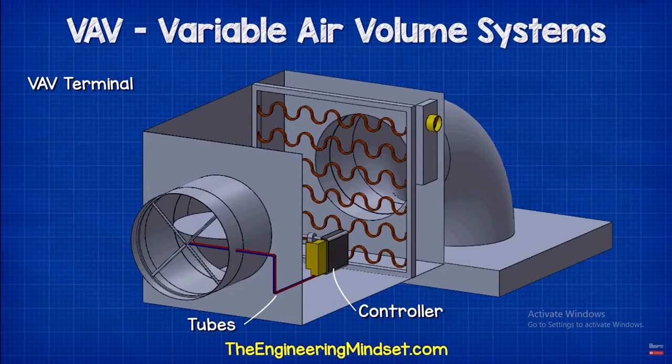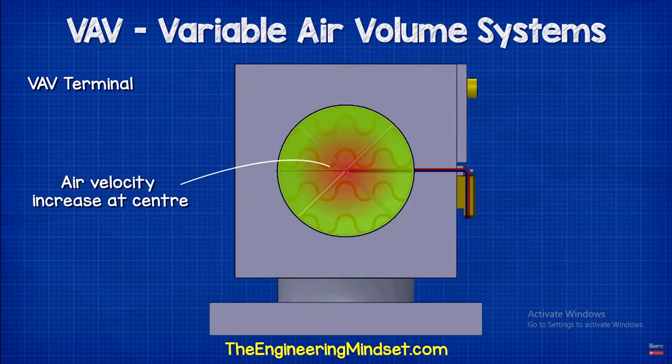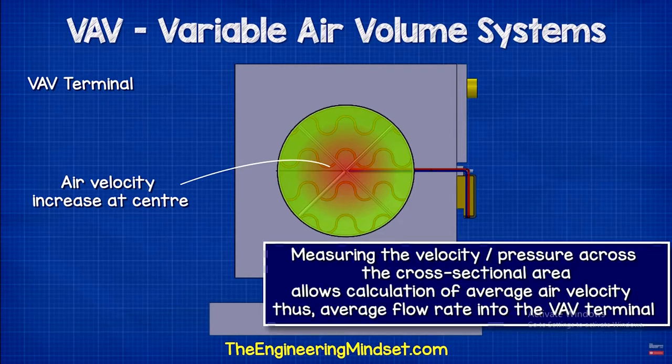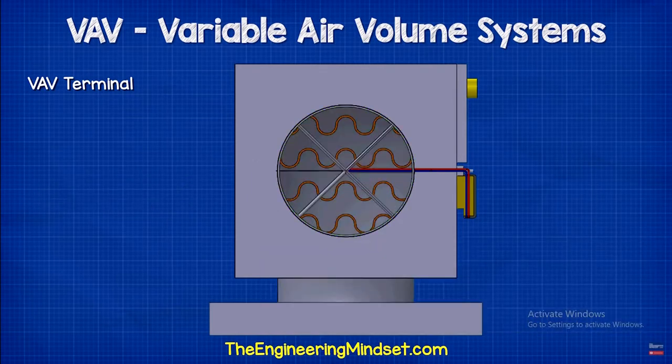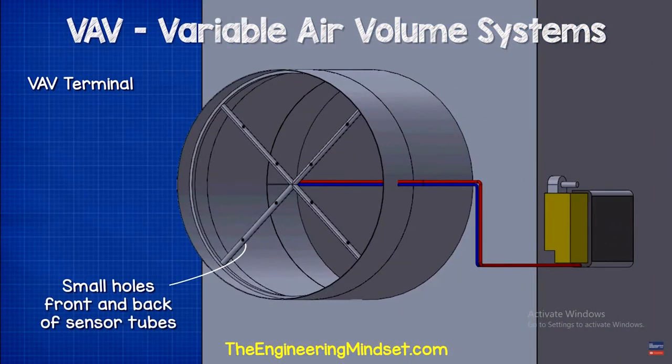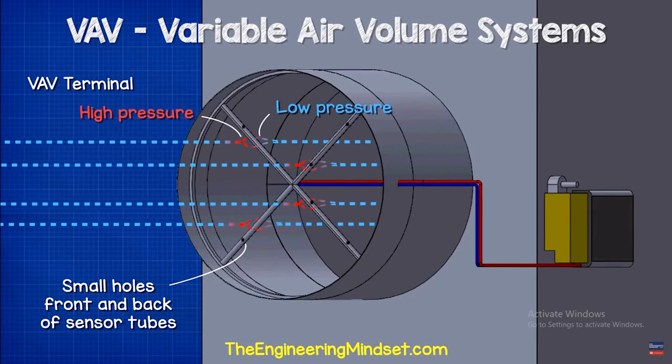So one side of the tube will be high pressure, while the other side is a lower pressure, thus giving us a pressure difference. Once we know the pressure difference and the size of the duct, we can use a mathematical formula, which is provided by the VAV terminal manufacturer, to calculate the average flow rate of air entering the VAV terminal. Inside the electrical panel, we typically have the following components: the controller, the actuator, the pressure differential sensor, along with a small electrical transformer.